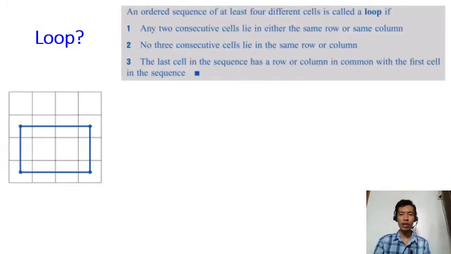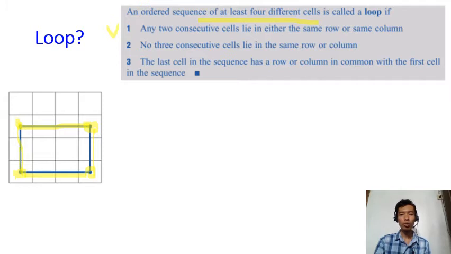Now let's check if we have a sequence of 4 different cells or more, and let's check if this is a loop or not. The first one is a loop because any 2 consecutive cells always lie in the same row, or in the same column. These two are in the same row, and these two are in the same column. Okay, so the first one is check.